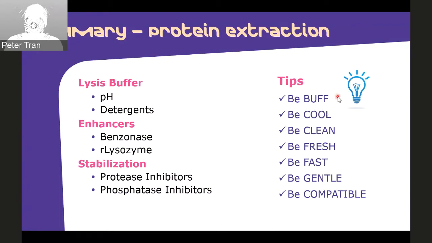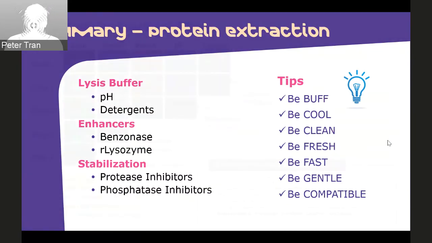Just to make sure, for the buffer, we need a pH that's suitable for your target protein and also for the inhibitor that you use. Be cool, just always keep it cold because the protein doesn't like heating. Be clean, just always use fresh sample, fresh buffer, and clean sample. And be fast, you need to process as fast as possible because the protein will degrade very quickly. And be gentle, use gentle methods, and they need to be compatible with downstream analysis.